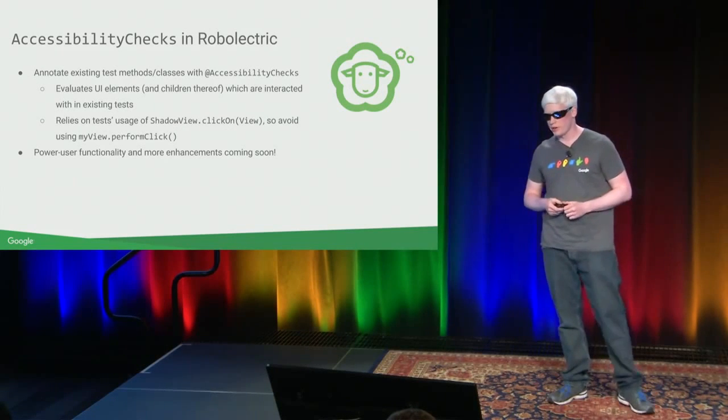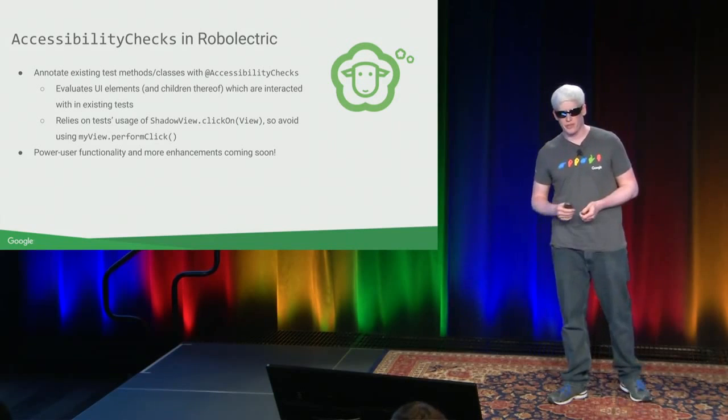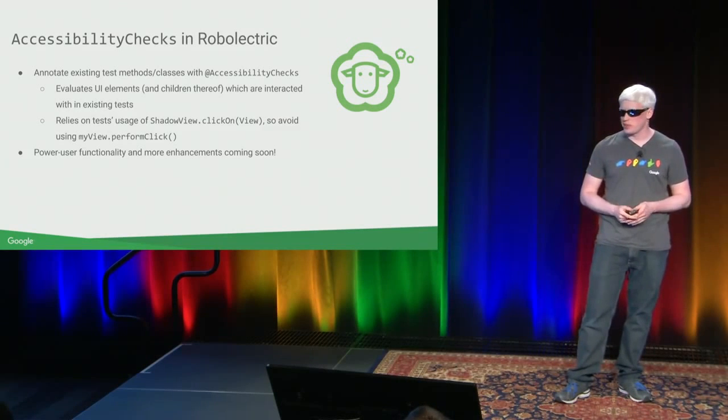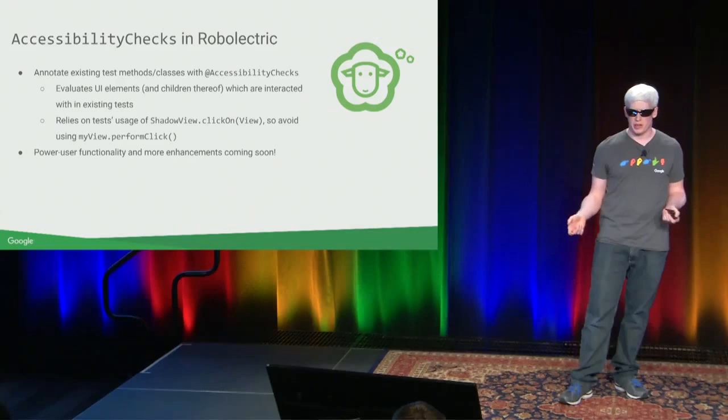We've taken a similar approach in Robolectric. The setup is slightly different. Instead of calling a static method, you simply annotate your test methods or your relevant test classes with the accessibility checks annotation. That will automatically enable accessibility evaluations. And any view you interact with Robolectric's shadow view.clickOn will receive an accessibility evaluation.